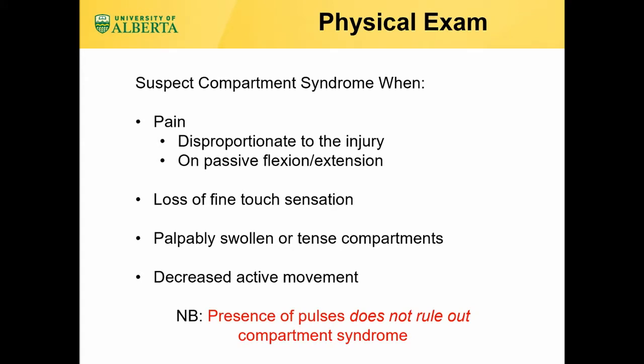The first finding of compartment syndrome is usually pain with passive extension and loss of fine touch sensation. Other earlier findings include palpably swollen or tense compartments and decreased active movement. It is important to note that a loss of pulses is a very late sign of compartment syndrome, so the presence of pulses does not rule the diagnosis out.